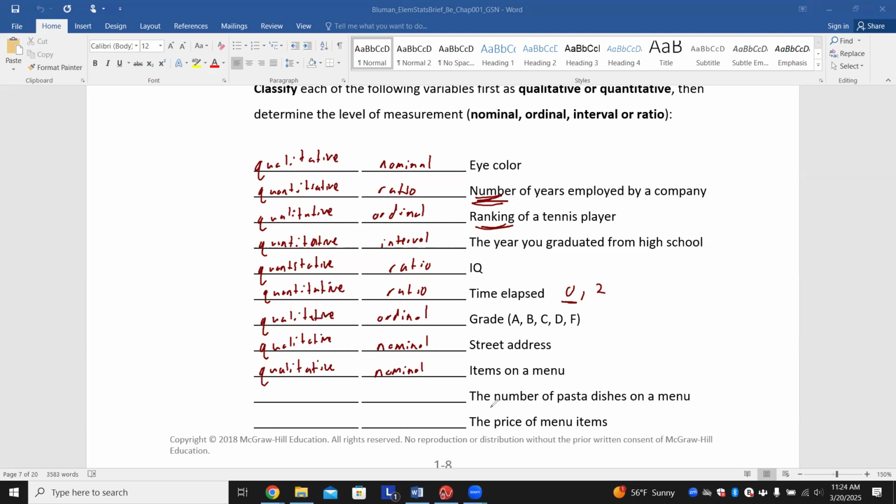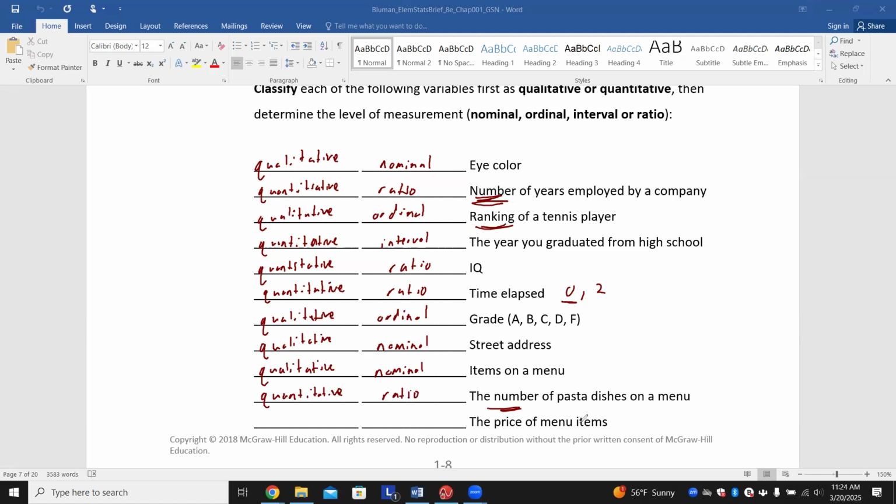Next one, number of pasta dishes on the menu. Now that it has that number there, now we can say it is quantitative. And because it's saying number of pasta dishes, I cannot have negative pasta dishes. I can have zero or more than that. So therefore, this will be a ratio.